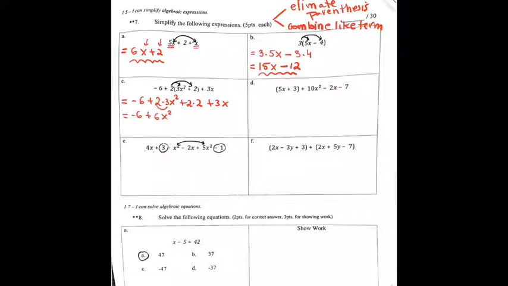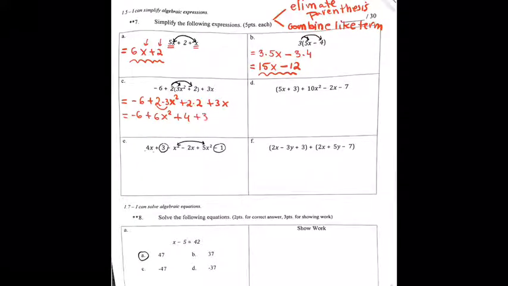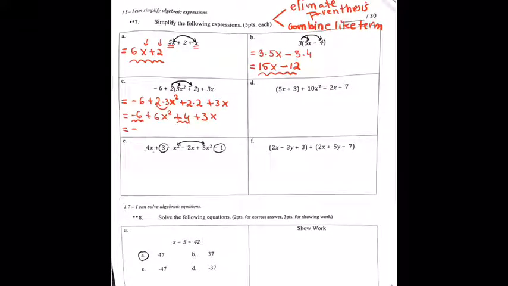Here, pay attention, only your x is squared. You're not squaring your 3 and you're not squaring your 2. Plus 4 plus 3x. And the last step, we can combine any like terms. So I have -6 and 4. They are both constants and you can combine those. -6 plus 4 gives me -2.